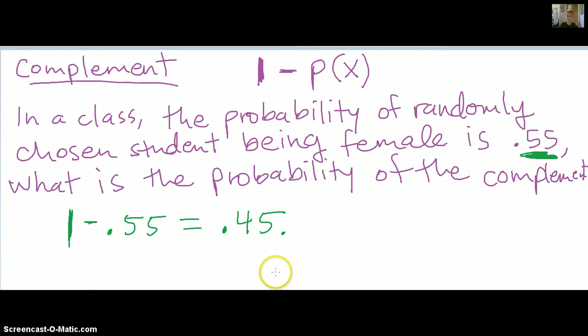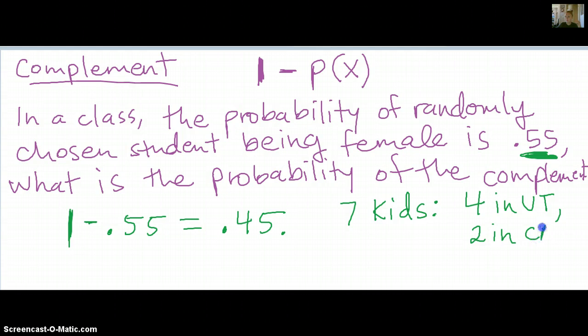Okay, let's think of another example. In my family, there are 7 kids, kind of a big family. So there are 7 kids in my family. Of us 7, there are, let's see, 1, 2, 3, 4 in Utah. There are 2 in California, and there's 1 sibling in South Dakota.